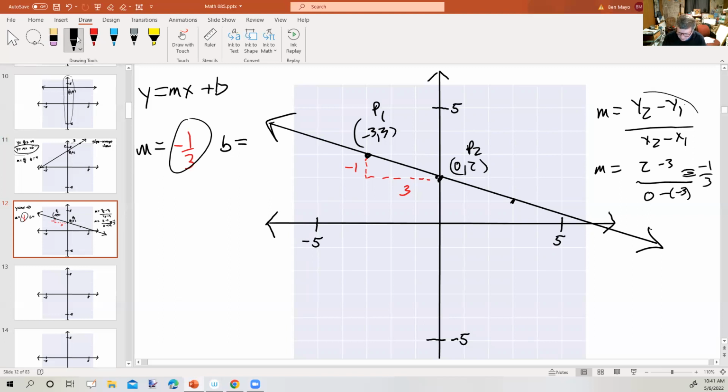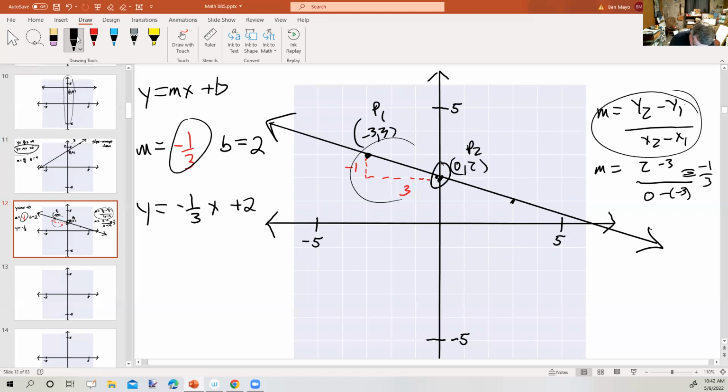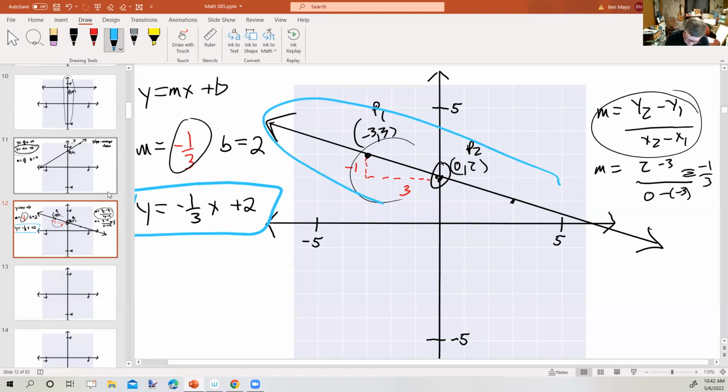When would we definitely want to use this? Well, if we couldn't locate 2 nice points on the graph with nice coordinates to just draw the picture here. All right. The y-intercept is where the graph cuts through the y-axis. So b equals 2. So our equation would be y equals -1/3 x plus 2. There is the equation of this graph. Any questions about that?